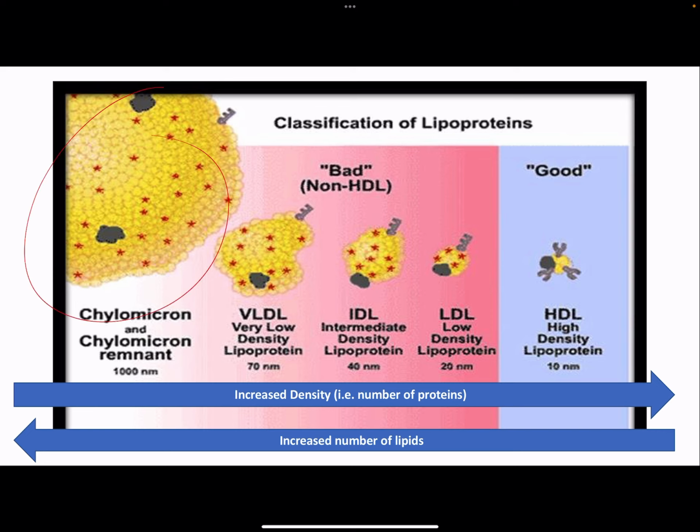These are the biggest. Smaller, smallest, right? The main difference in terms of size has to do with the amount of lipids, right?